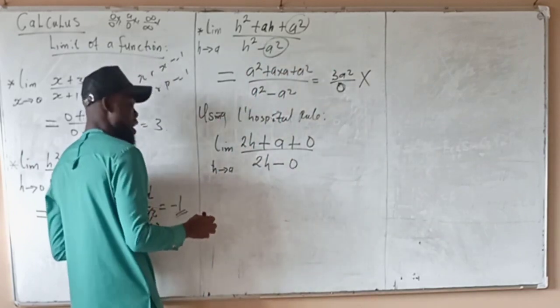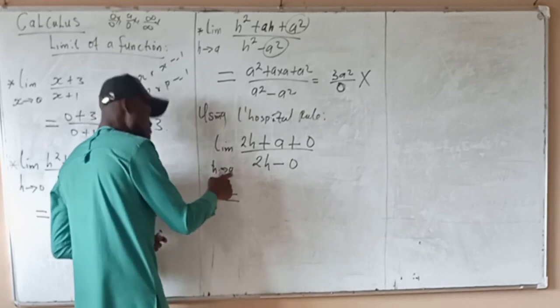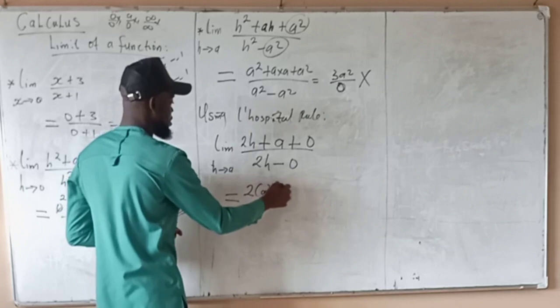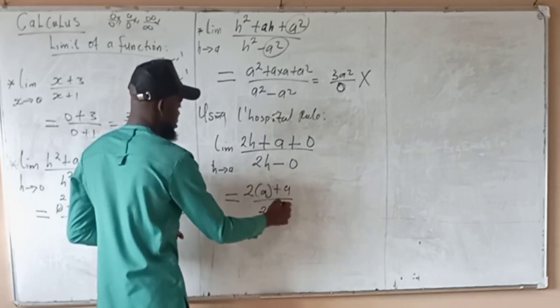The next thing, anywhere you see h now, put a. After your differentiation, let's do it. Now we are going to have 2 times a plus a over 2 times a.